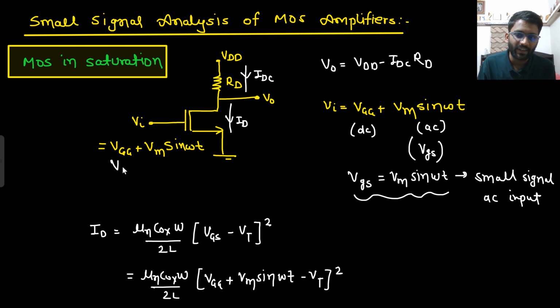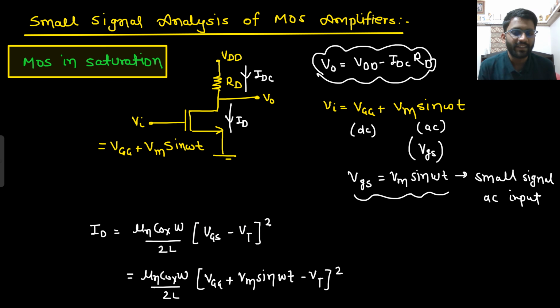Many times you will find this VGG written as capital VGS, but here I have written VGG only. So what I was saying, if there was no AC signal, this would be my output. And this I can say is my DC output.